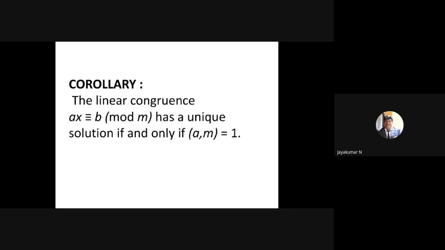So the corollary was derived from the last theorem. The linear congruence ax congruent to b mod m has a unique solution if and only if the GCD of a comma m is 1. Suppose the GCD of a comma m is d, then the linear congruence has d incongruent solutions. Here d value is 1. Therefore, the linear congruence has only one solution, that is a unique solution.